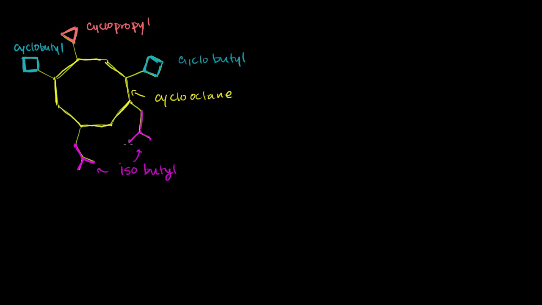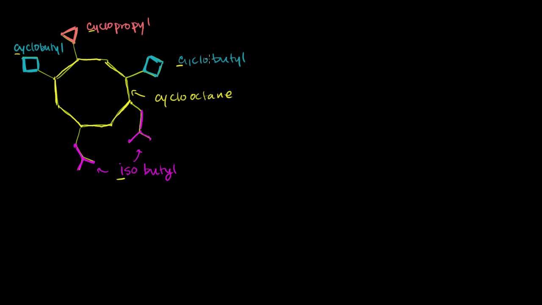Now, we have to figure out where we're going to number ourselves on this ring. And to do that, we look for the group that is first alphabetically. And this is a little bit of a confusing point sometimes. If this was a tert butyl or a sec butyl, we would consider the B. But when it's isobutyl, it's all considered one word, so we'll consider the I. So we need to compare the I to the C to the C to the C. So the C's definitely win over the I. And then if we look at all of these cyclos, cyclobutyl definitely takes precedence over cyclopropyl.